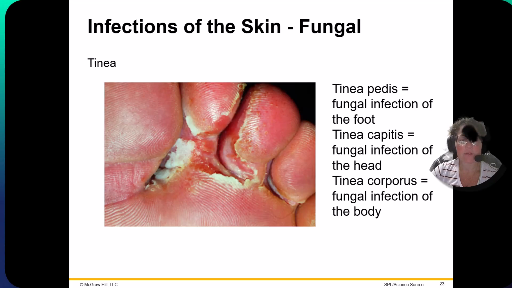Then we go into infections of the skin, fungal infections. Fungal infections start off with the primary word of tinea, and based on their location throughout the body, there will be another term added onto it, like tinea pedis. That's going to be the fungal infection of the foot, otherwise known as athlete's foot. And this is a picture of athlete's foot. Looks pretty painful. Tinea capitis is going to be a fungal infection on the head. And then tinea corporis is going to be a fungal infection on the body.